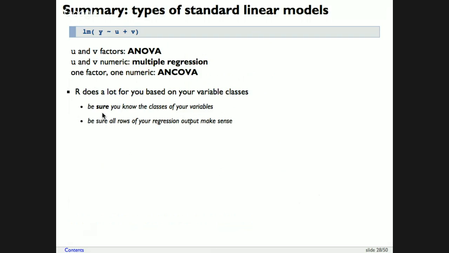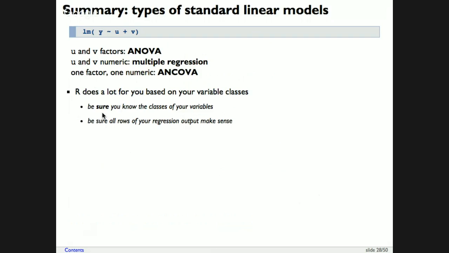So in this example, y described by u plus v, if both u and v are factors, it'll be an ANOVA. If they're both numeric, a multiple regression. And if they're a mixture, that gets called an ANCOVA, analysis of covariance.